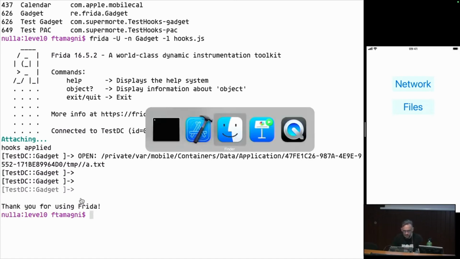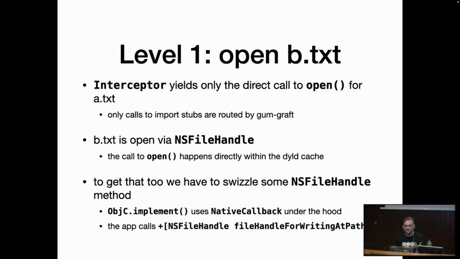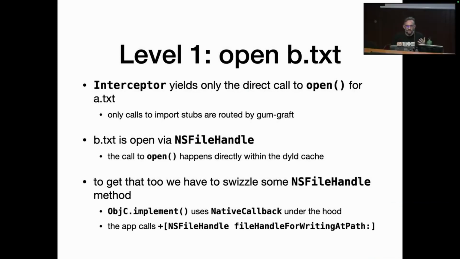That happens because we see ATXT, since that's the one opened directly using the open function, which is imported by the app. So Gumgraft was able to pick it up and instrument it. And so the interceptor hook to open will only hit for that. But BTXT, even if an NSFileHandle uses open under the hood, will not go through the import to call open, because it's in the dyldcache. So dyldcache code calls dyldcache code directly and doesn't pass through the Gumgrafted import.